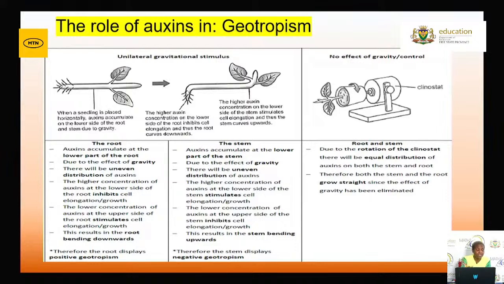And then on the very same plant, which has been placed horizontally, for geotropism, as I have said, auxin will move to the lower side. But on the stem, remember that auxin in the stem accelerates growth. So the lower side will grow faster, and now our stem will bend upward. So remember such things.